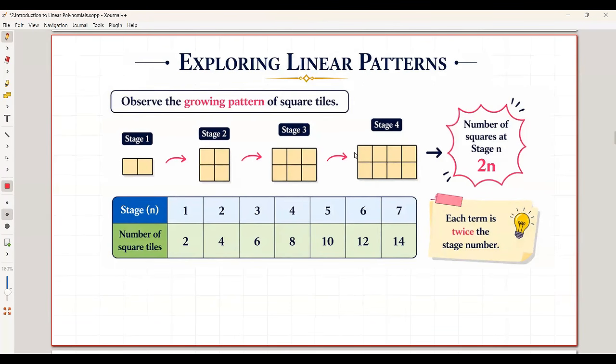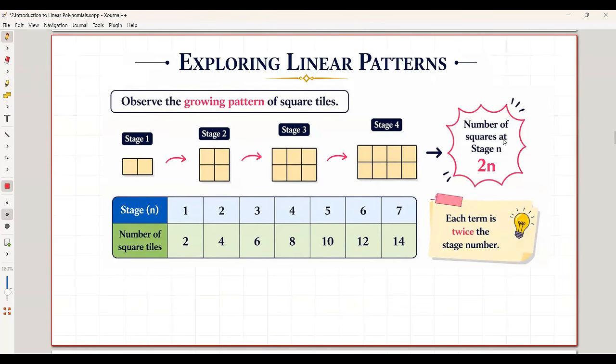Okay, it's forming a pattern, and that is also forming a linear pattern. Okay, so I have given the tabular column. In the stage 1, 2 squares, stage 2, 4 squares, stage 3, 6 squares. So it keeps on continuing, right? So up to 7 only is given. In case if I ask what is the number of squares in stage 8, you can just easily identify. Okay, in stage 8, the number of squares will be 16, right?